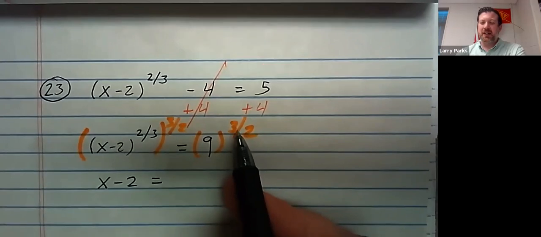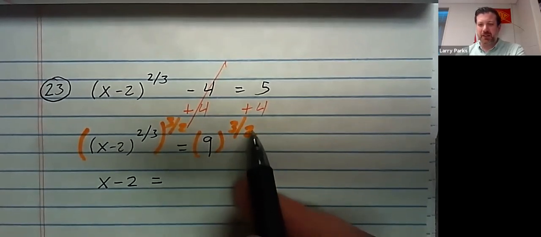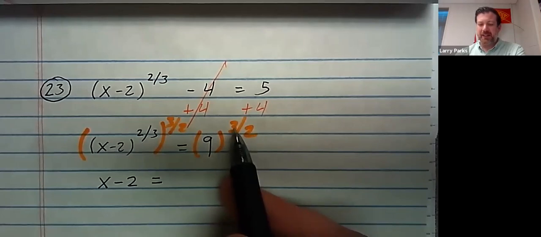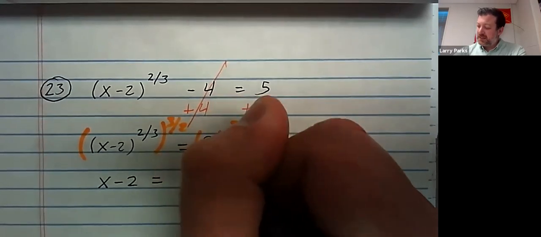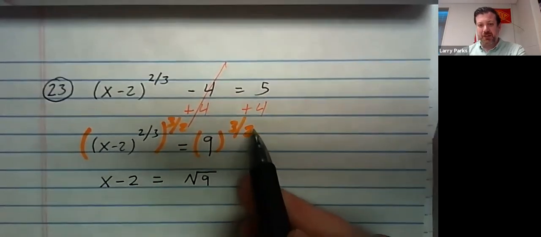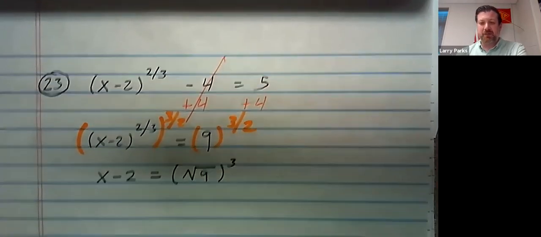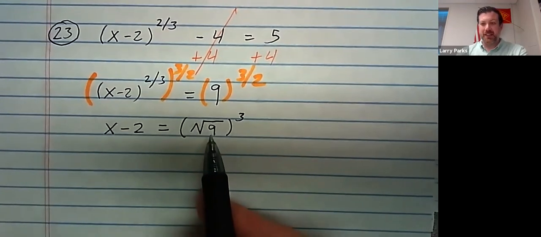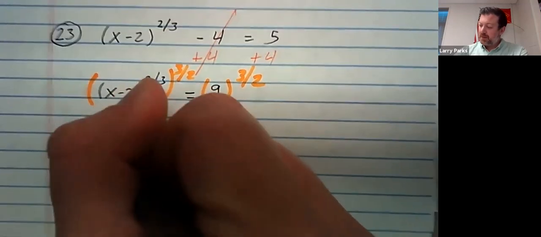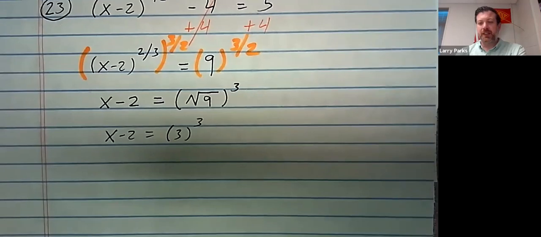Now this, we can see if it simplifies, but I'm going to rewrite this. This means the square root. That means to the 3rd power. And so what I'm going to write this as is the square root of 9, that's from the 2, to the 3rd power. And we spent a day on fractional exponents, so that should not be surprising. Square root of 9, that's 3. And then 3 to the 3rd, 3 times 3 times 3 is 27.